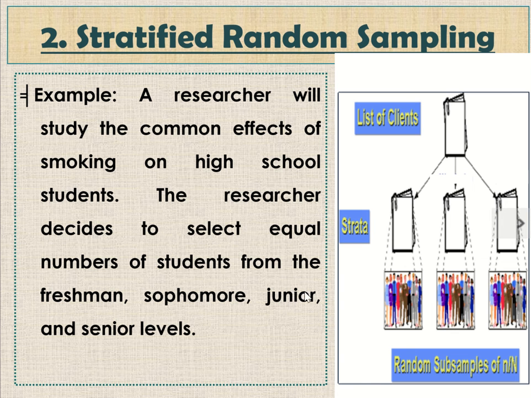So using stratified random sampling, the researcher decides to select equal numbers of students from the freshman, sophomore, junior, and senior levels. So ibig sabihin, the criteria used is the year level and the strata include the freshman, sophomore, junior, and senior levels. So yun yung ating strata. So kukuha ka ngayon ng equal number of students from those strata. For example, 100 sa freshman, 100 sophomore, 100 junior, and then 100 senior. So, yun yung ating stratified random sampling.